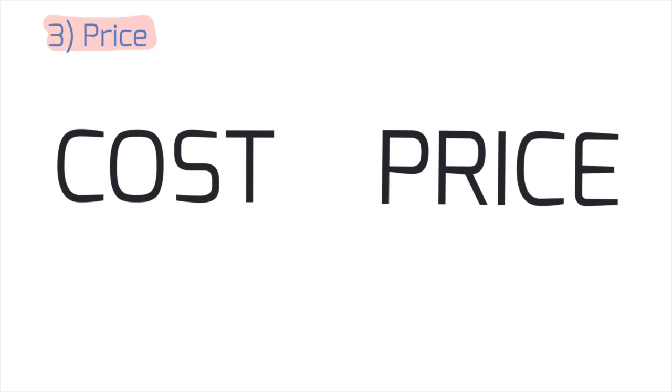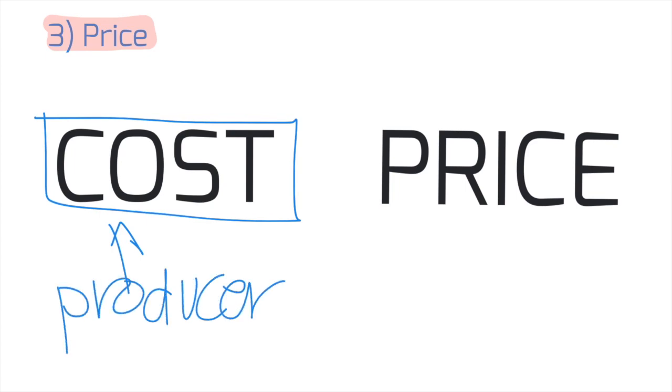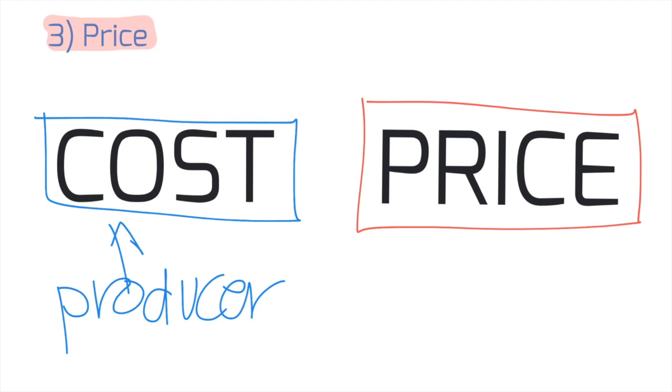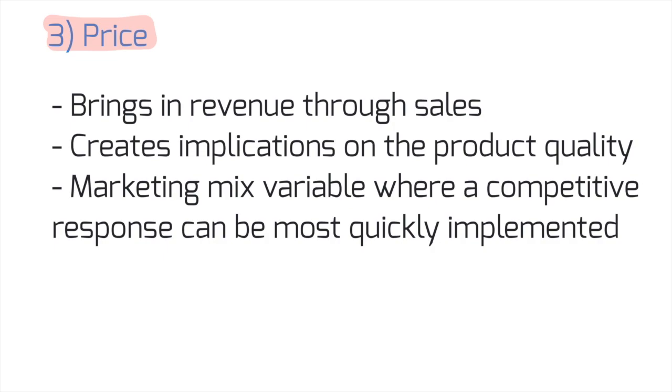So now we're going to talk about the third marketing mix, which is price. Okay, so first of all, what's the difference between cost and price? So cost is the amount needed to produce a certain product, and this is paid by the producer or the manufacturer or the company, whereas price is the amount paid by the customer for a certain product or service. So it's paid by a customer, and price has to be, of course, greater than the cost so that businesses can make profits.